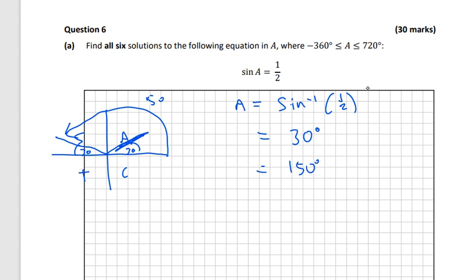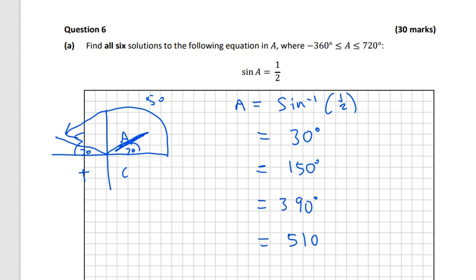There are two solutions, and you'll get a good few marks if you just get those. And because we can just go around a full circuit again, we just have to add 360 to both of those. So if we add 360 to 30, it gives us 390 degrees. And if we add 360 to 150, that gives us 510.